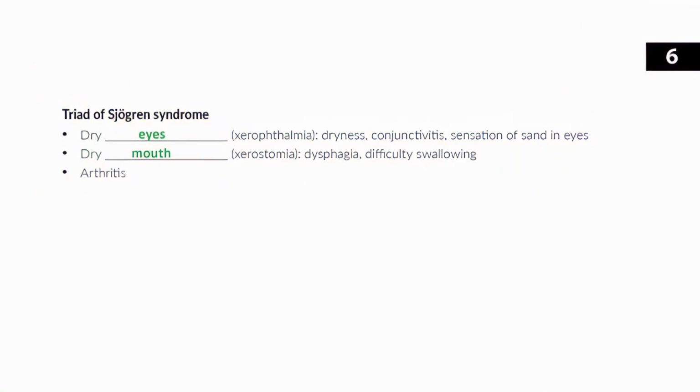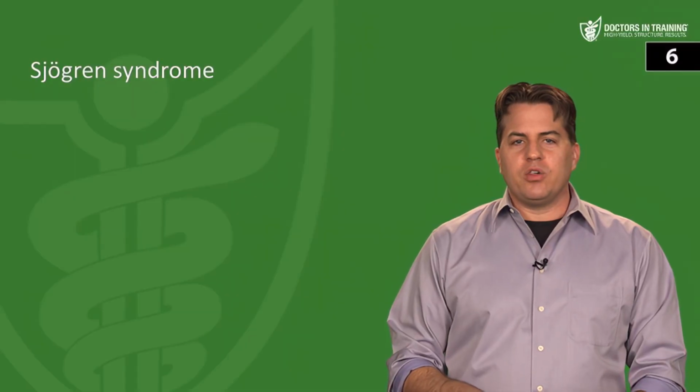To help you remember the constellation of symptoms, dry eyes, dry mouth, and usually arthritis associated with Sjogren's syndrome, you might use the mnemonic for Sjogren, which is can't see, can't spit, can't climb up a tree. So maybe that's helpful. A few other things to know about Sjogren's syndrome.